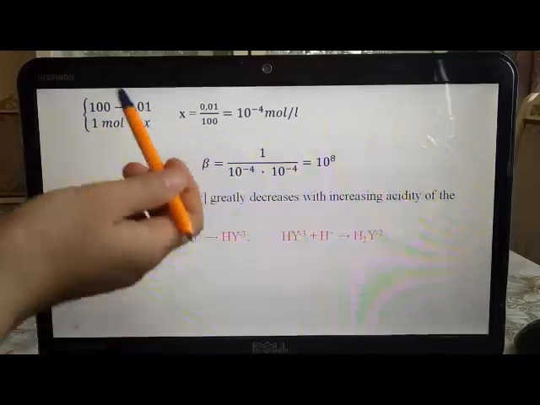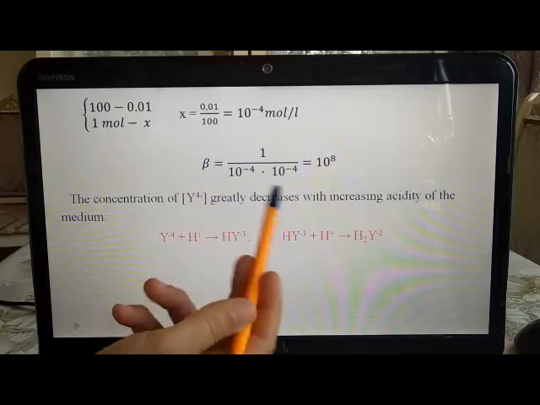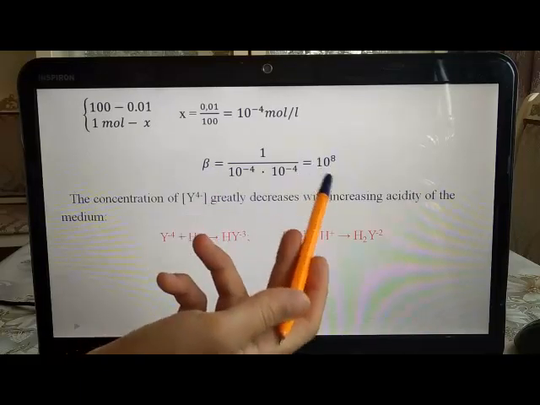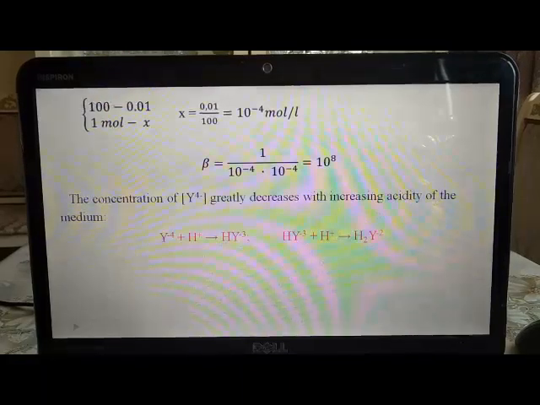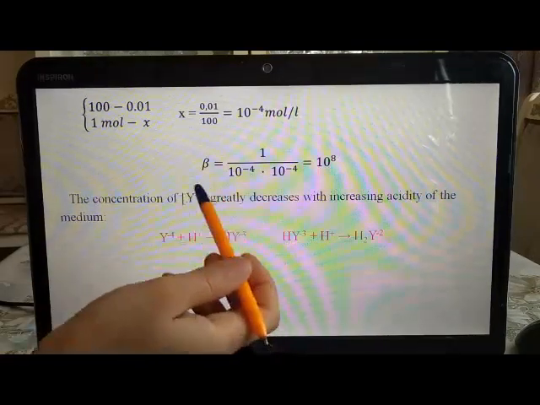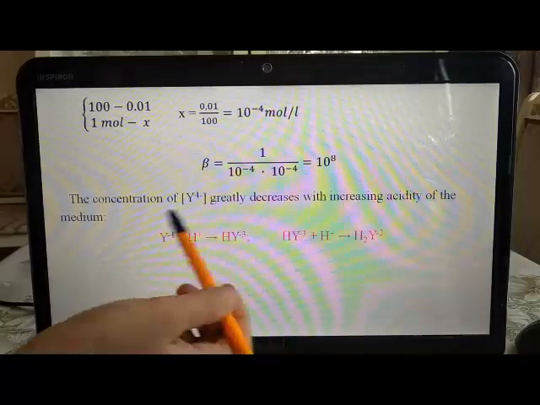From the proportion, we find the formation constant. It is equal to 10 to the 8th power. The concentration of the ionized form greatly decreases with increasing acidity of the medium, and we have these equations.